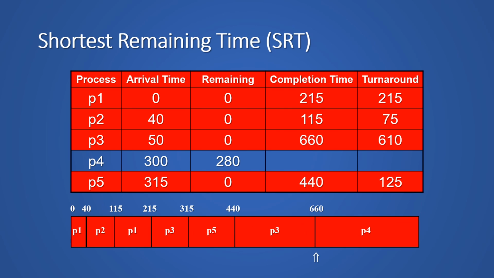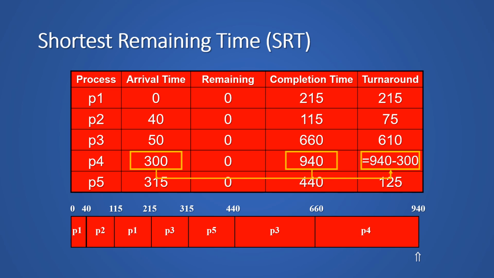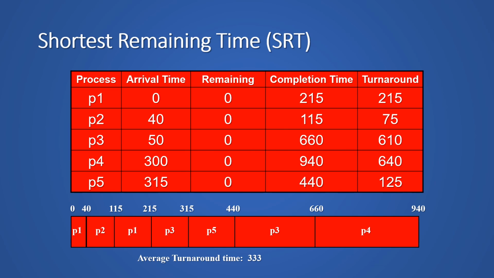Lastly, P4 will execute. The completion time is 940 seconds and the turnaround time is 640 seconds. The average turnaround time for the whole system is 333 seconds.